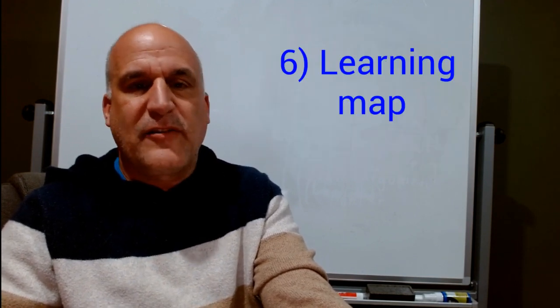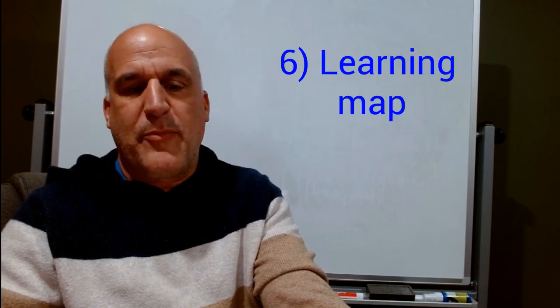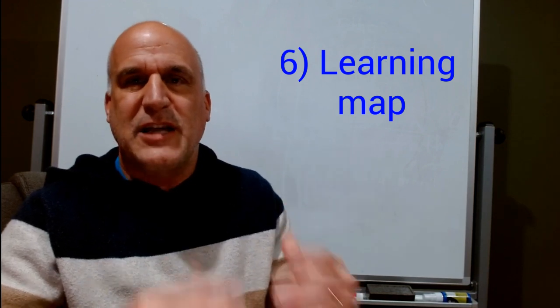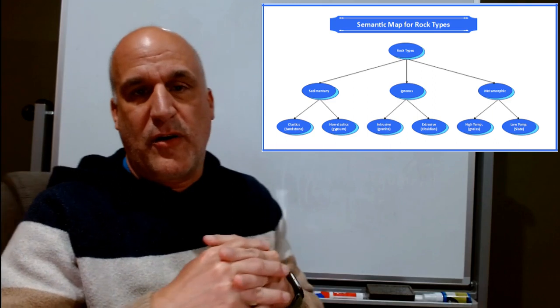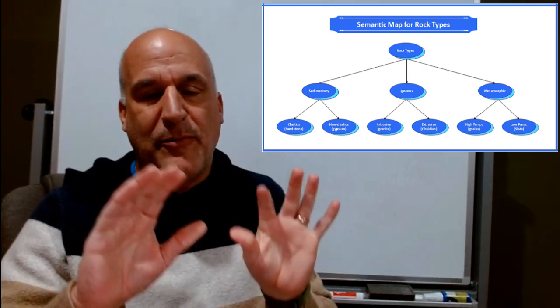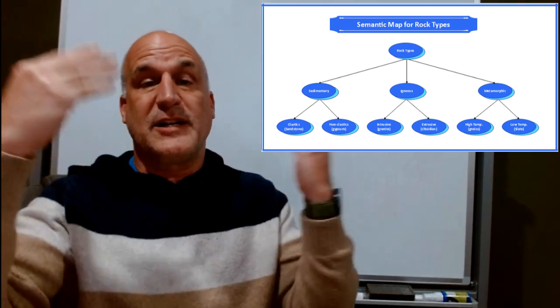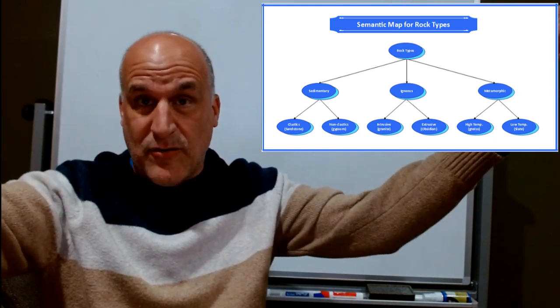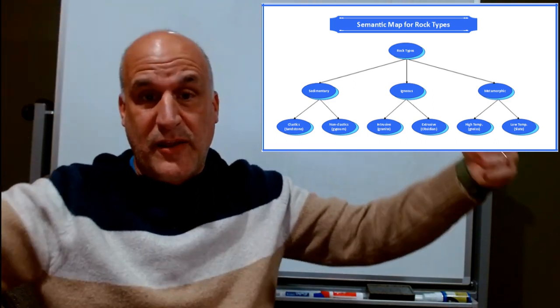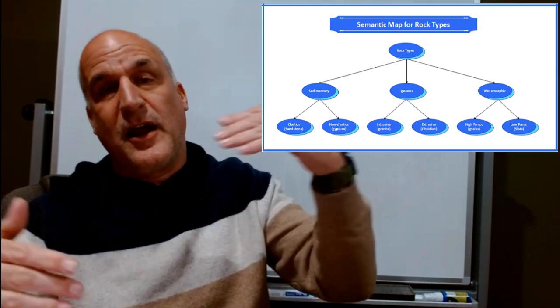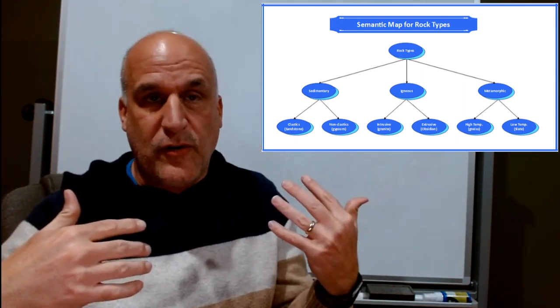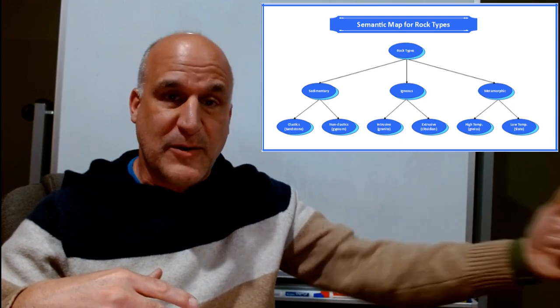The next one is a learning map. And a learning map is fairly simple, but it just helps you to organize your learning. So you can see this example here. The student is learning about types of rocks. So they start at the very top with just rocks in general. And then they break that down into 3 subtopics: sedimentary, igneous, and metamorphic. And under each of those, then they have the characteristics. So what are the characteristics of a sedimentary rock?